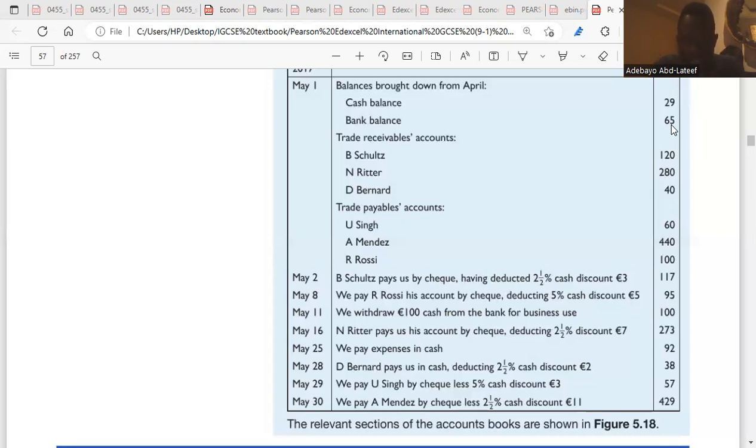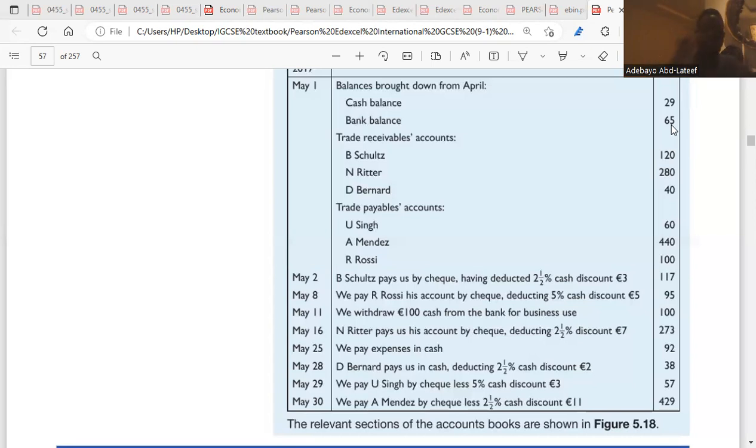Then we have Rita. Okay, let's go to Rita. Before we go to the 16th, we have other withdrawals here. On May 11, we withdraw 100 cash from the bank for business use.